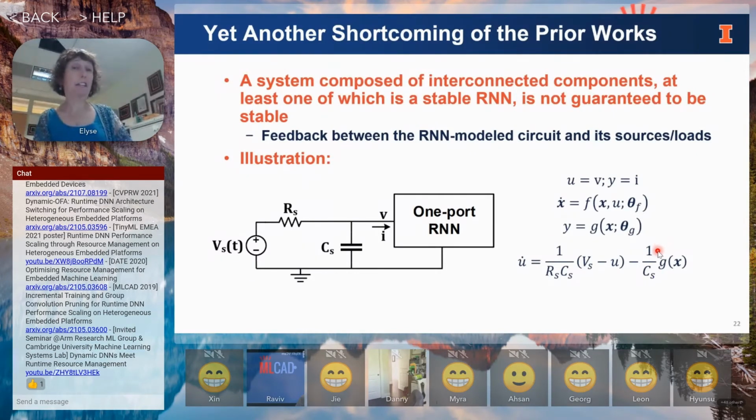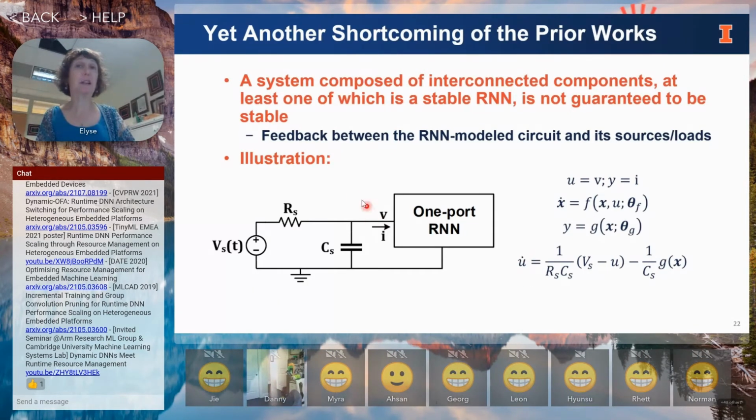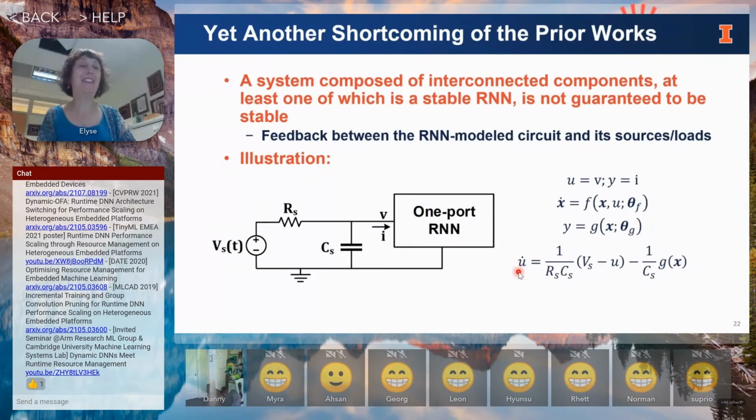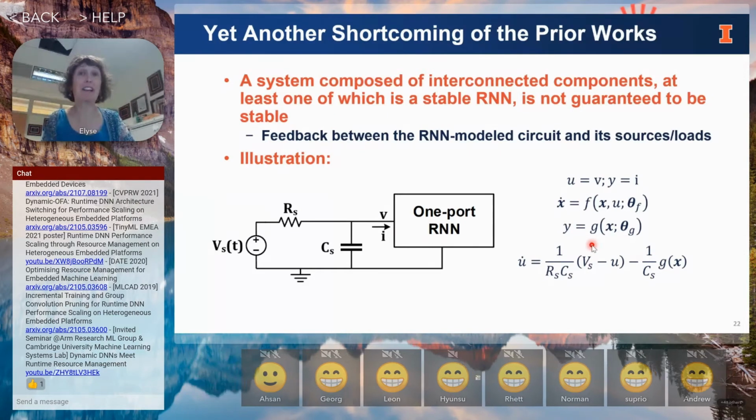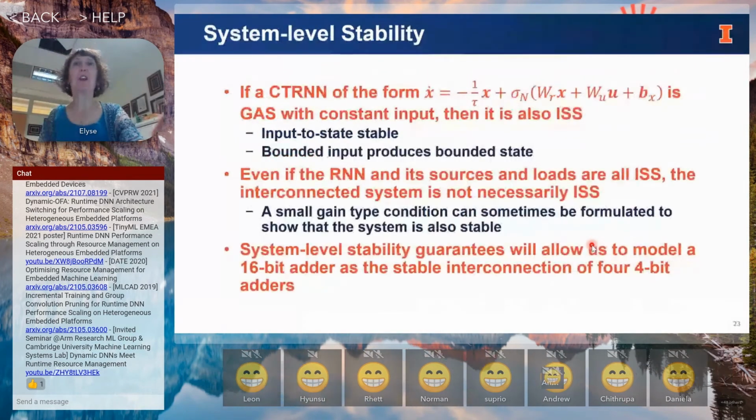We can solve Kirchhoff's current law to obtain an expression for the rate of change of the input, so du/dt at the input, and we see that it is a function of g(x), the RNN model output. So the input to the RNN depends on the output from the RNN. That's feedback. And again, once you have feedback, there's a chance that your model may be unstable.